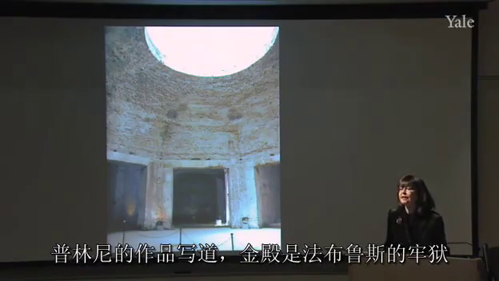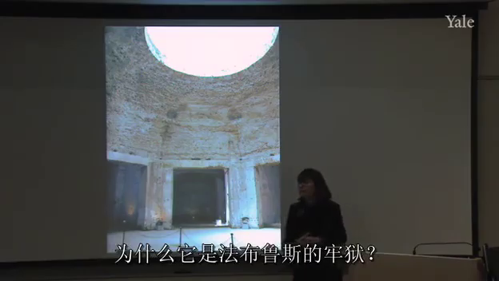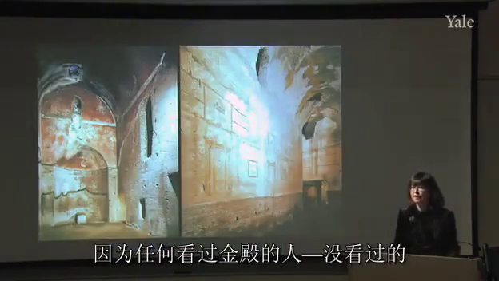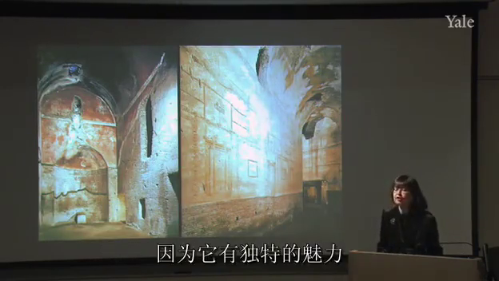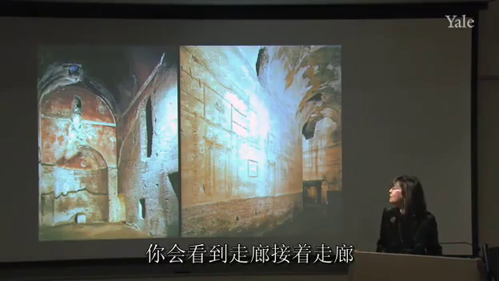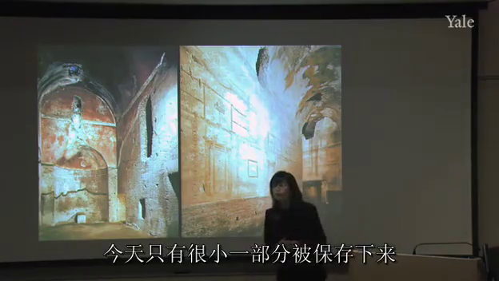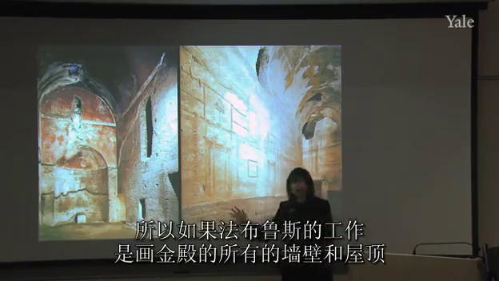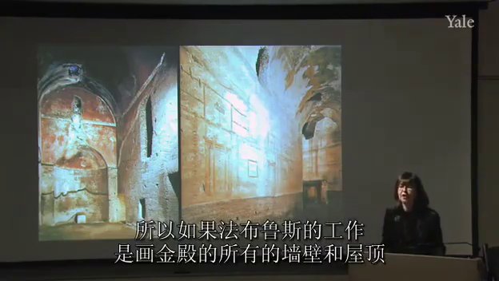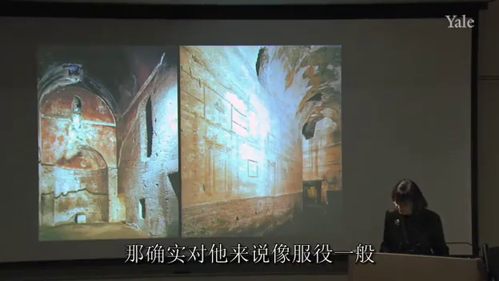We also know from Pliny that the Domus Aurea was Fabulus's prison. Why was it Fabulus's prison? It was Fabulus's prison because any of you who have visited the Domus Aurea, and those of you who haven't, I hope you will when you're in Rome, because it's an extraordinary place to see, we'll see that it is corridor after corridor after corridor after corridor, and we only have today a very small piece of the Domus Aurea preserved. So if Fabulus's job was to paint all of the walls and all of the ceilings of the Domus Aurea, it would have indeed taken a lifetime. It would have indeed served as a kind of prison for him.